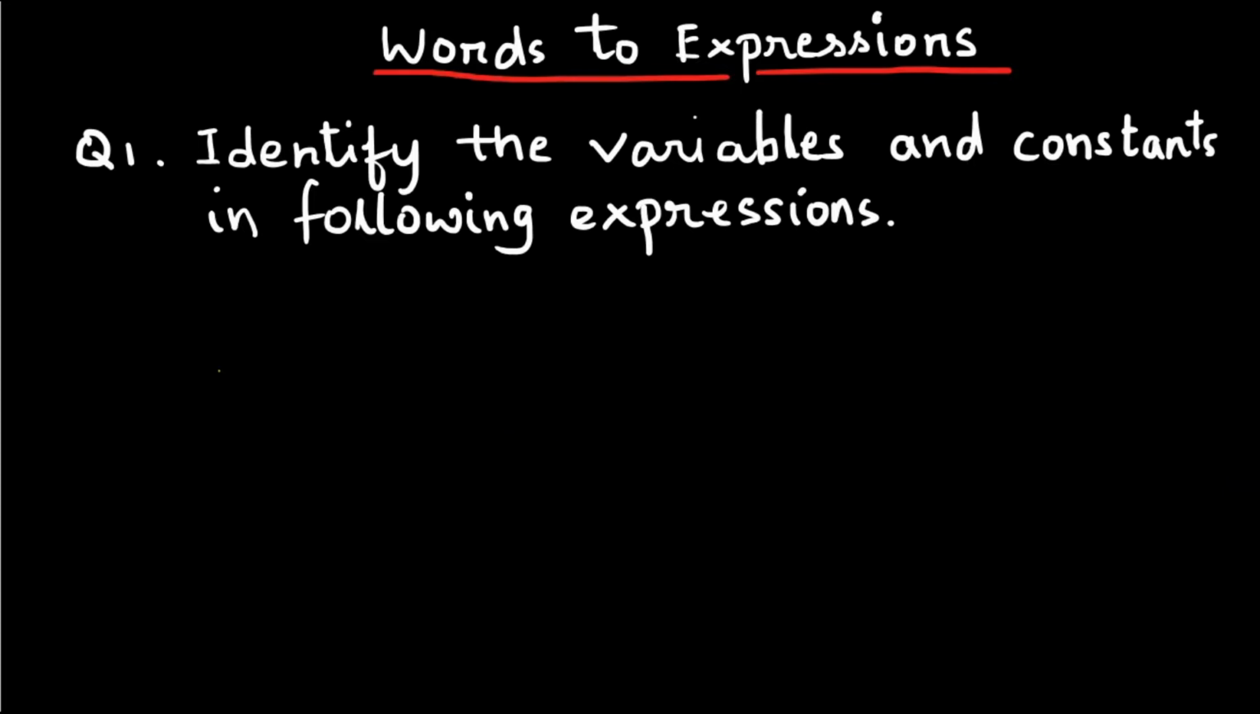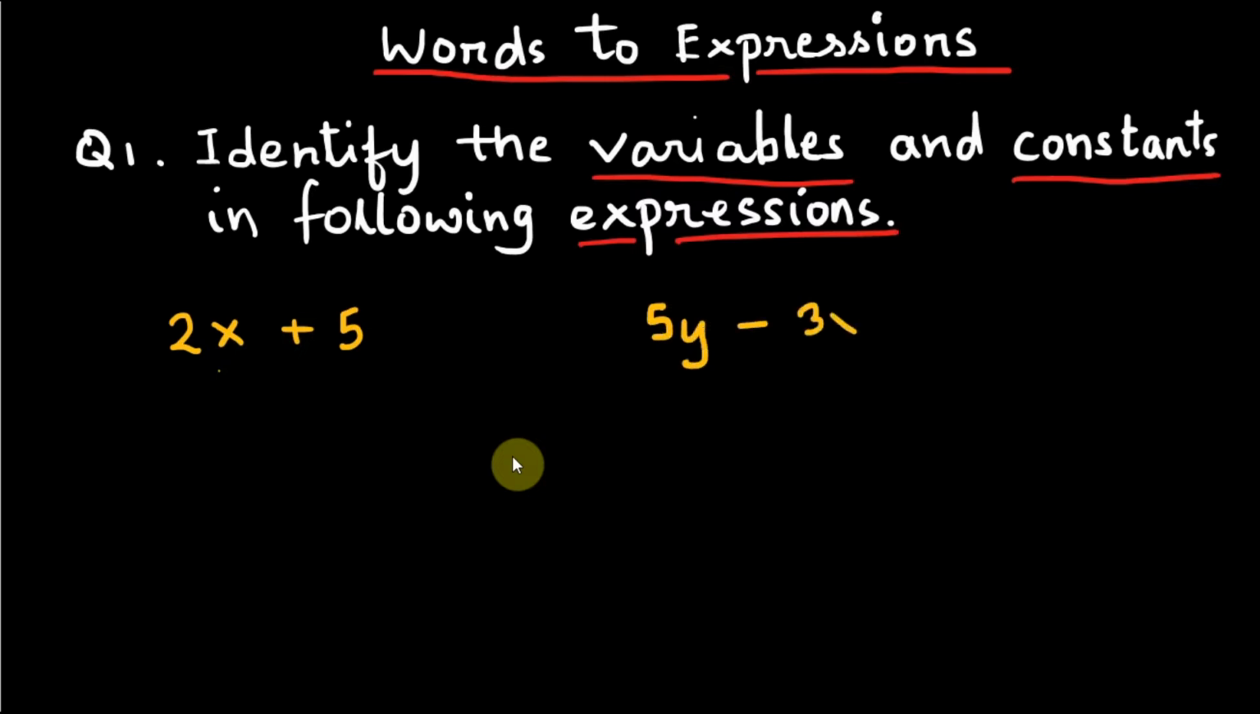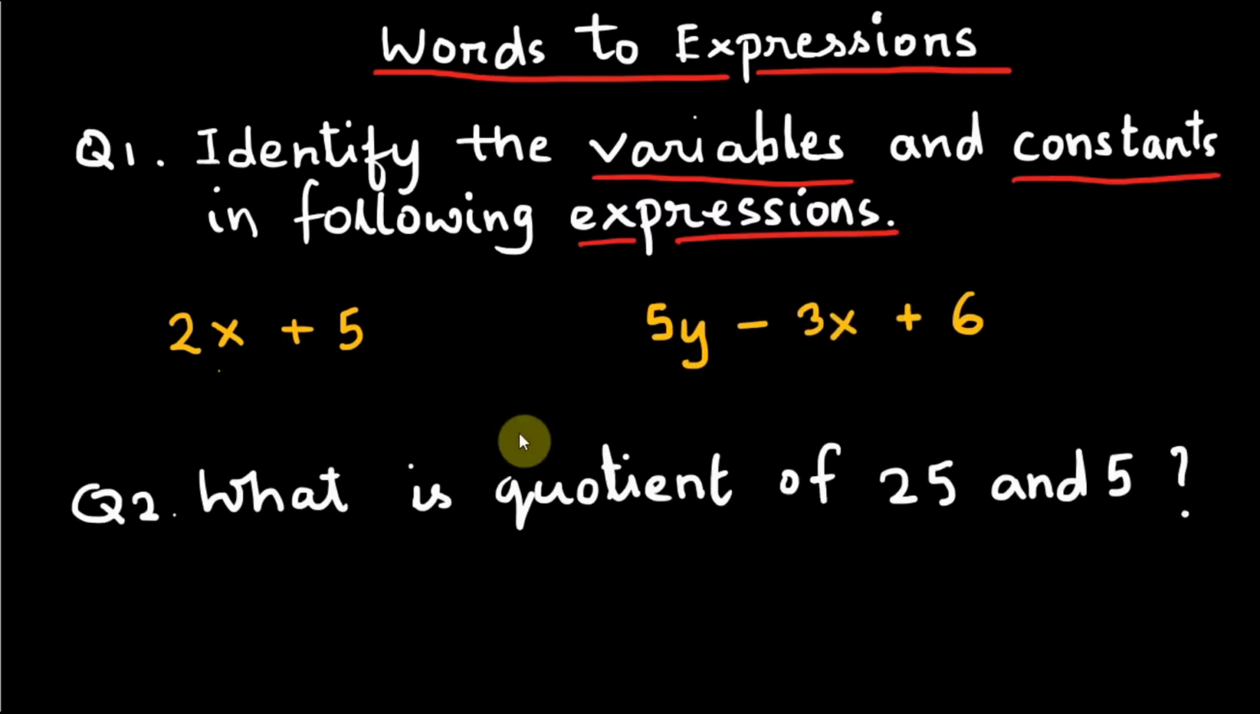Question 1. Identify the variables and constants in the following expression: 2x plus 5, 5y minus 3x plus 6. Question 2. What is the quotient of 25 and 5?